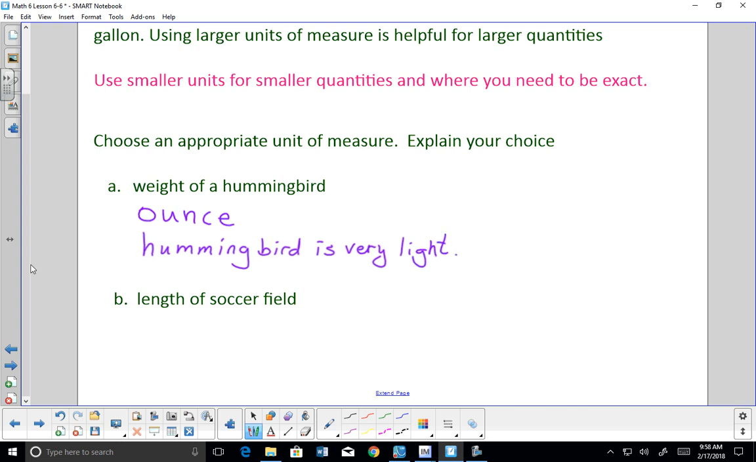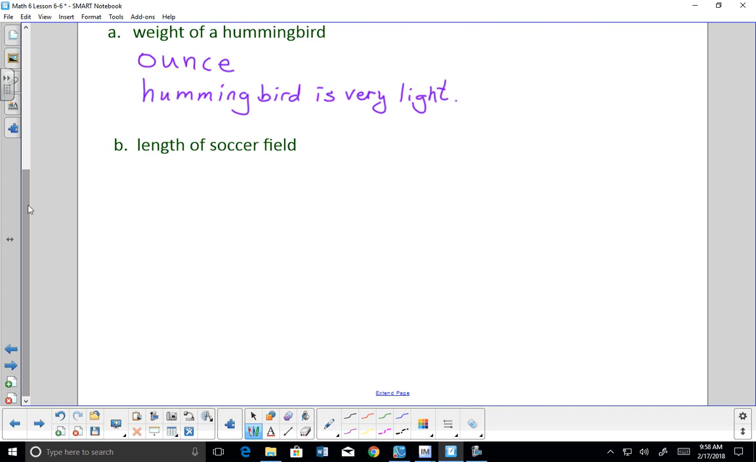How about the length of a soccer field? We're talking length now. If I'm talking length, I either do inches, feet, yards, or miles. Well, I don't think my soccer field should be measured in inches, and I definitely don't think my soccer field should be measured in miles. Okay? Since normally a soccer field is close to a football field, and if you play football at all, American soccer, which is football, everything's measured in yards, the length of my soccer field should probably be measured in yards.